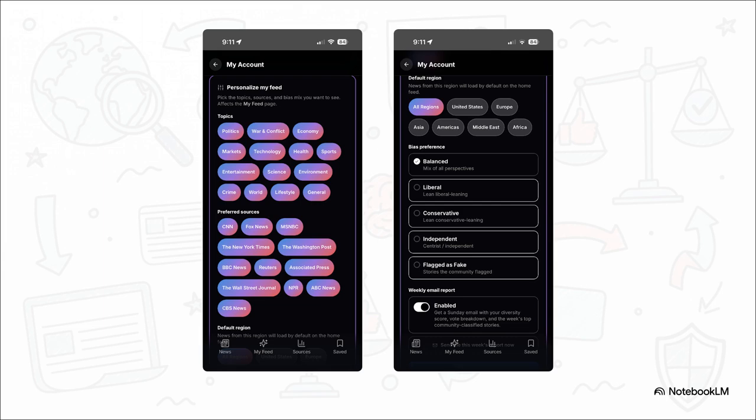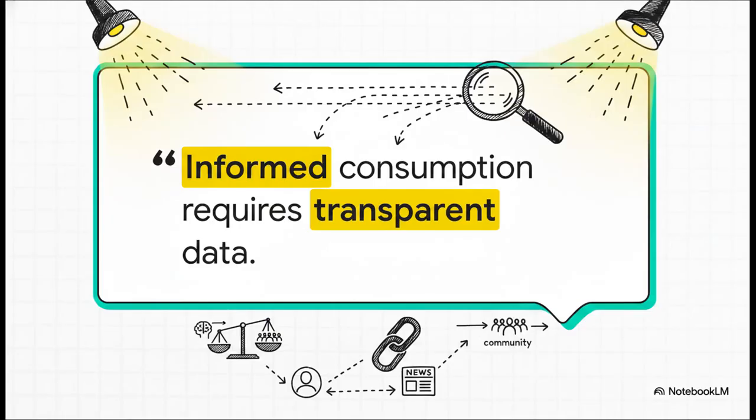By selecting balanced, mix of all perspectives, you are actively instructing the platform to break you out of your filter bubble. You are demanding a feed that intentionally shows you the blue, the red, and the purple side by side for every major story. You get to see exactly how the other side is covering the exact same event, which completely demystifies the spin. So the absolutely crucial takeaway from looking at this platform is this: informed consumption requires transparent data. FLIC doesn't try to hide bias. It actually shines a massive bright spotlight right on it.